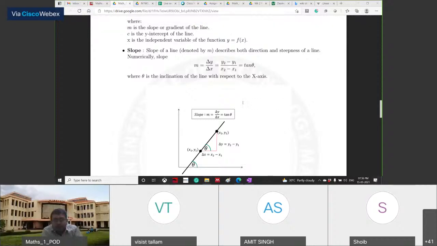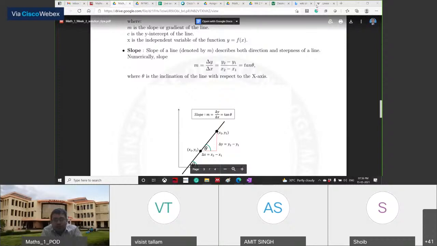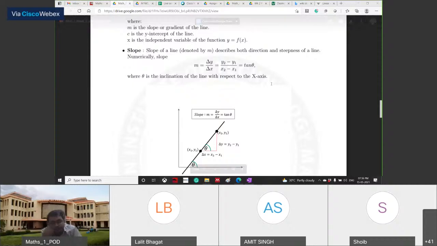So the theta is the inclination of the line with respect to the x-axis, right? So the slope of... Can I ask a question? Yeah, sure. Can you explain a little more about internal and external ratios on the line, the previous one?